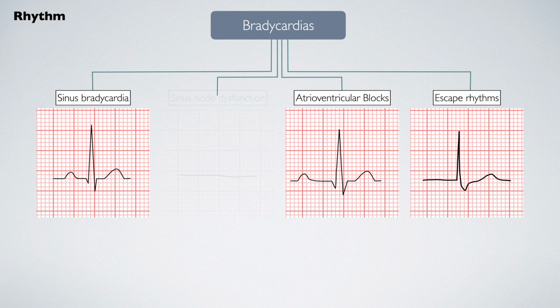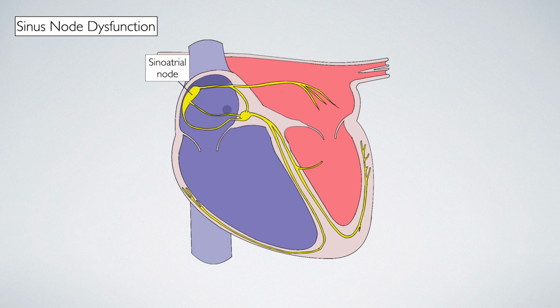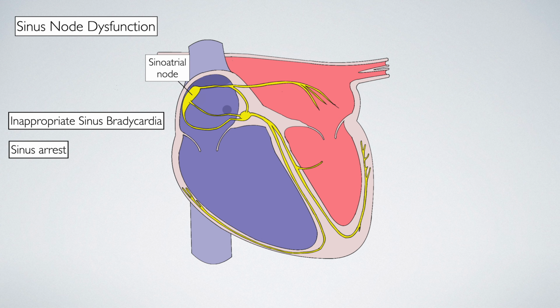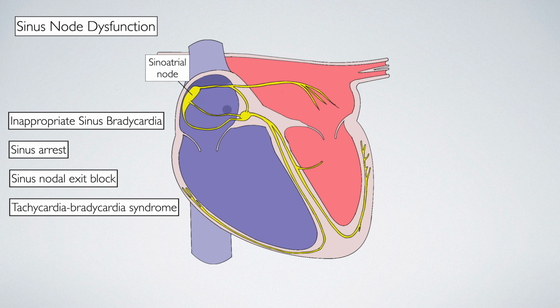Now let's turn our attention to sinus node dysfunction. Sinus node dysfunction is a term used to describe a collection of presentations where there is impairment to generate or propagate impulses from the sinoatrial node. These include inappropriate sinus bradycardia, sinus arrest, sinus node exit block, tachybrady syndrome, and chronotropic incompetence. Let's take a look at each one of those now.